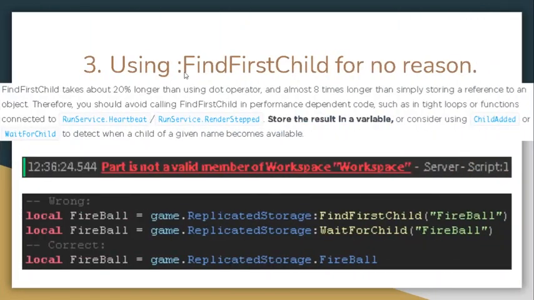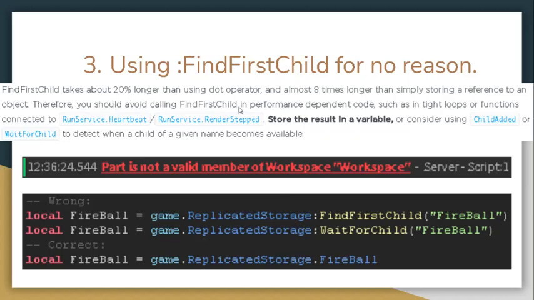Number 3, using FindFirstChild for no reason. So yeah, for me, I used this all the time when I was starting scripting. I thought it was just a solution for everything, but I just had no clue about it. So inside of Developer Hub, it says FindFirstChild takes about 20% longer than using the dot operator. So the dot operator is this thing, dot fireball for an example. And yeah, it takes 20% longer.